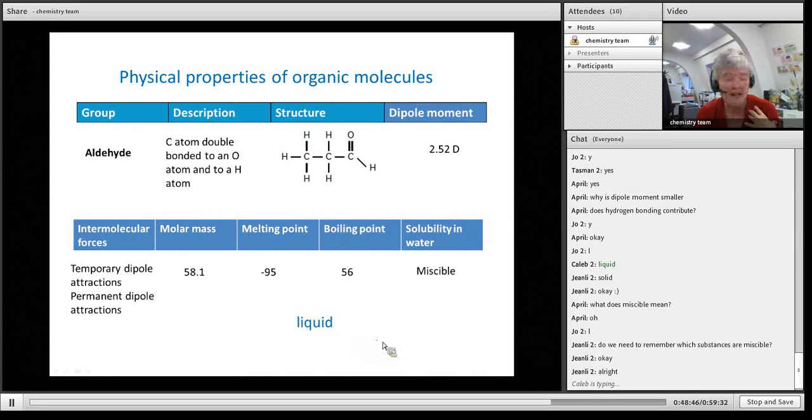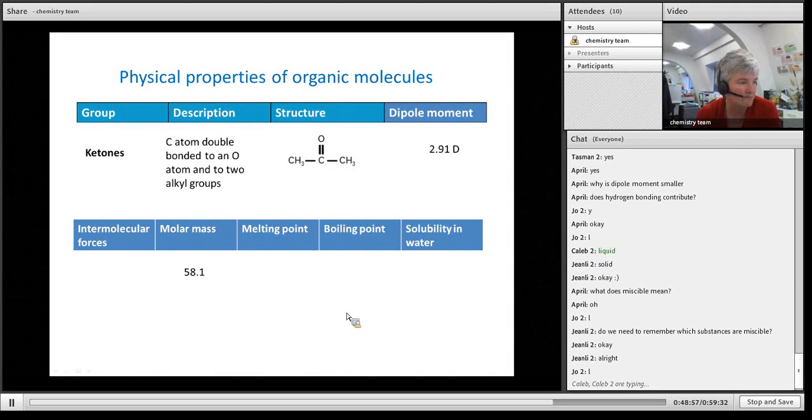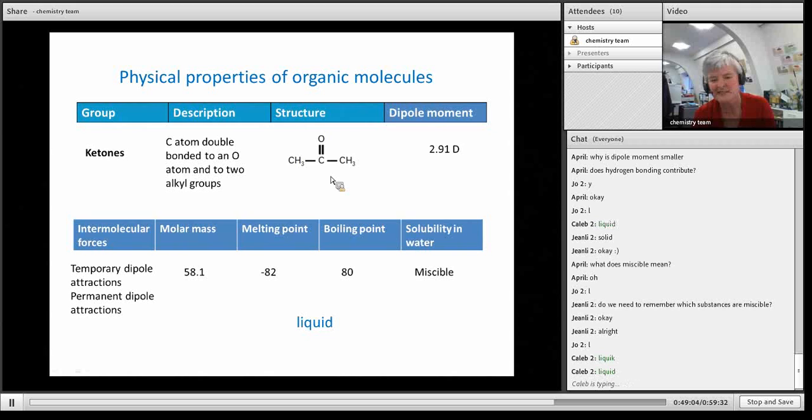2.91, so it's that carbonyl, all these methyl groups pushing onto there, giving it a bigger polarity. Is this going to be a liquid? Yep, great. It's a liquid because it's quite a polar molecule, and this is acetone, propanone, and it's miscible because it's a short chain, quite polar molecule that can form hydrogen bonds with water.